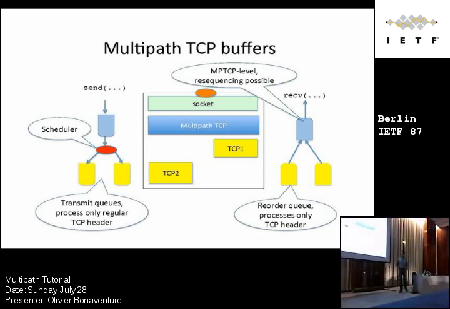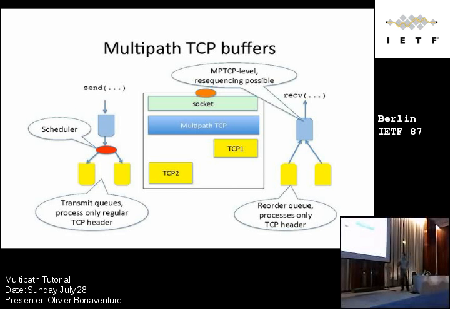So in the current Linux implementation, the scheduler will, for example, favor the subflow with the smallest round trip time and having an available congestion window, so that we can prefer the subflow with the lowest delay when we are transmitting data. So data is sent over the different subflows.